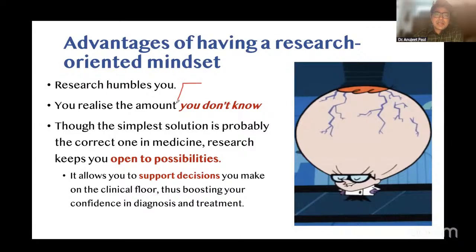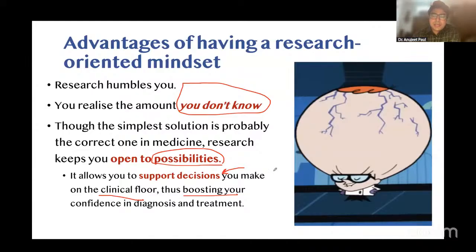Firstly, you realize all the things that you don't know in your field. This is something that textbooks do not teach you. And if you do not have the perfect guidance in your clinical practice, you will not learn. But research humbles you and it keeps you open to possibilities. So it avoids boredom in your field. Also, if you are in a conundrum, it helps you support decisions you take, especially if you're working medico-legally. It helps you be more confident on the clinical floor. It helps you boost your confidence while making a diagnosis or treatment because it is backed by research.